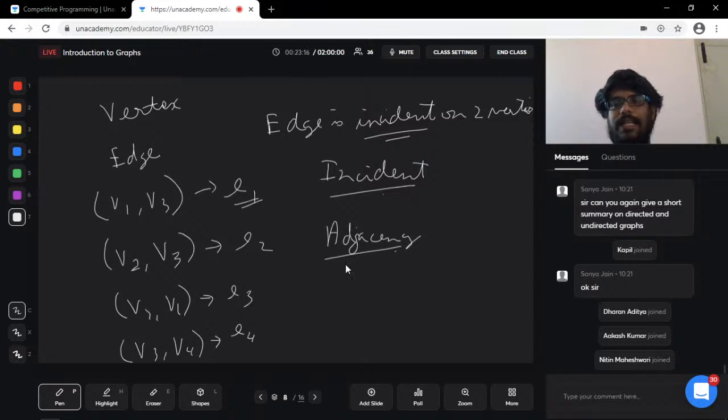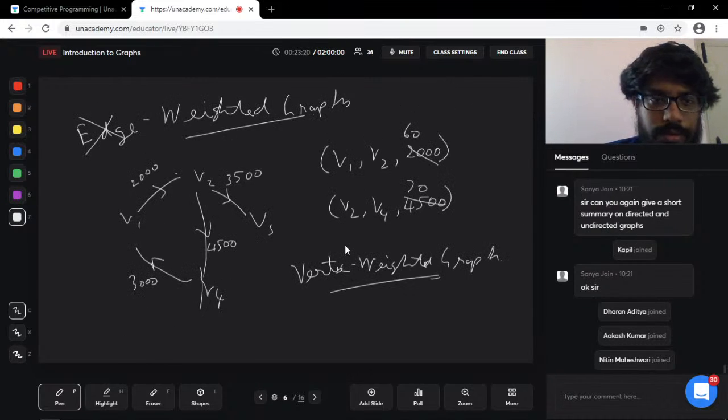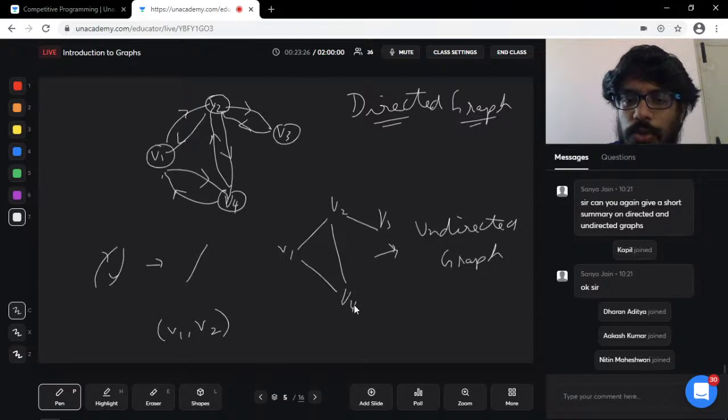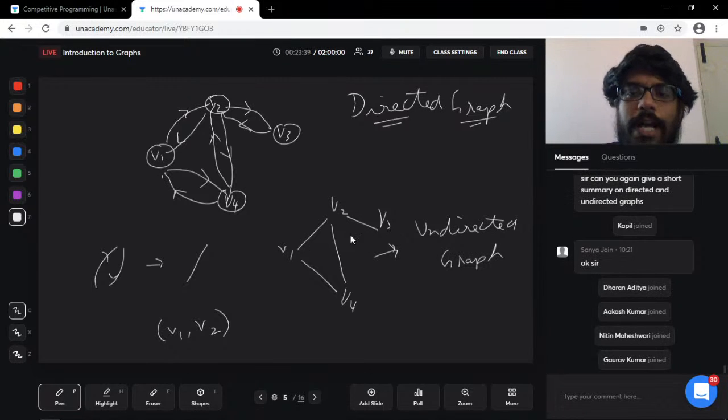So adjacency is like neighbors. Okay, so let's go to this graph. We have V1, V2, V3, V4. V1 and V2 have an edge between them, so these 2 vertices are called adjacent vertices. But V1 and V3 don't have a direct edge between them, so these 2 are not adjacent vertices.